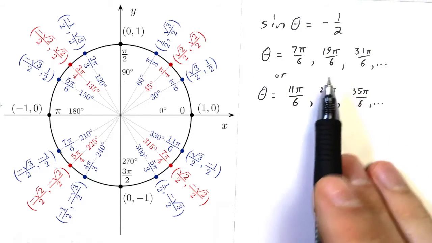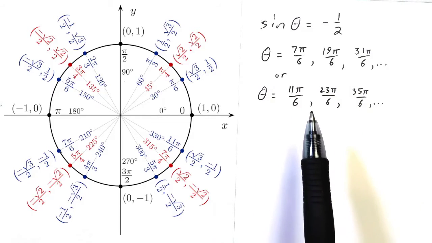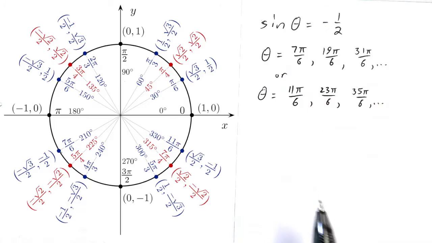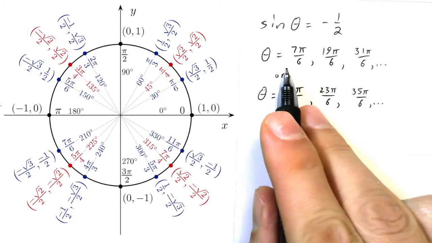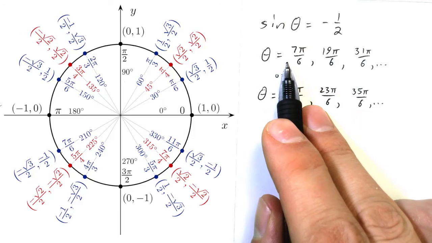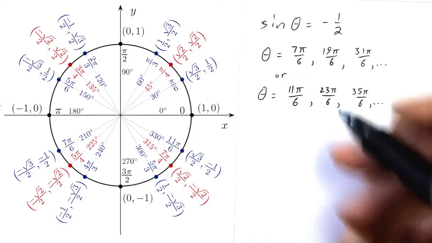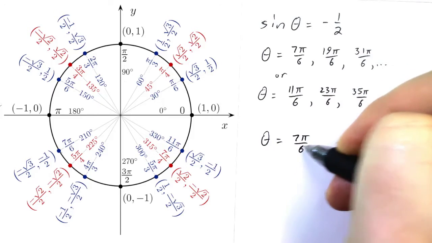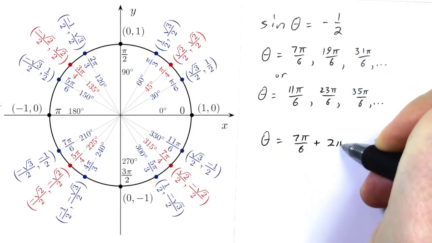Now, how do we describe these? Well, you'll see that there isn't a real nice consistent way to get both lists at the same time. So we're going to have to write two separate expressions. All right, and we're going to put an or in between them. So that's what we're going to do. Let's think about this first expression. I started with 7 pi over 6, and I added multiples of 2 pi. So theta equals 7 pi over 6 plus 2 pi k.